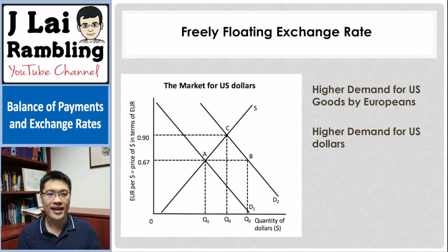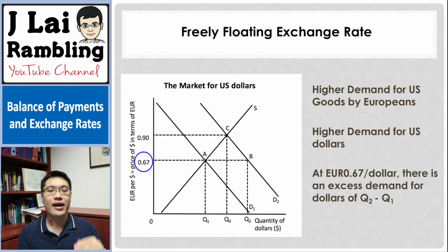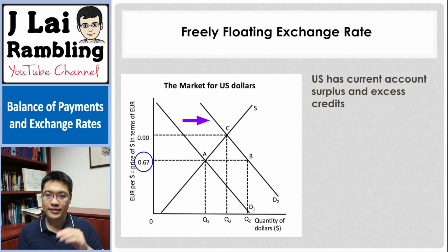Now, in order to understand this, let's just look at what is happening at 0.67 euros per dollar. First of all, there is an excess demand for dollars of Q2 minus Q1, because now the demand has already increased. At the existing price level of 0.67, there is an excess demand. Secondly, the US has a current account surplus and excess credits at 0.67.